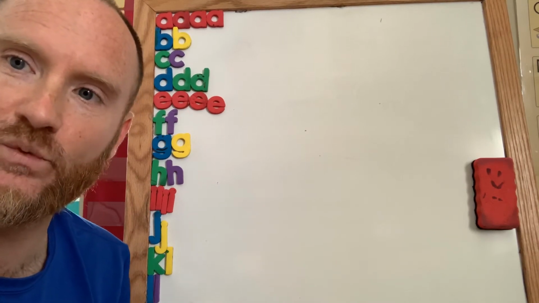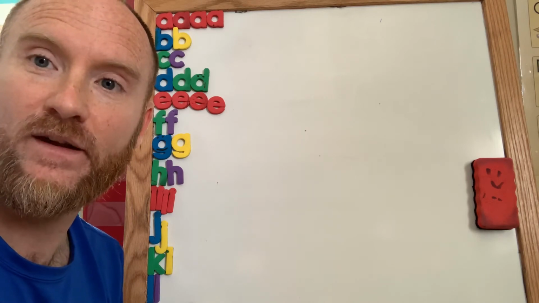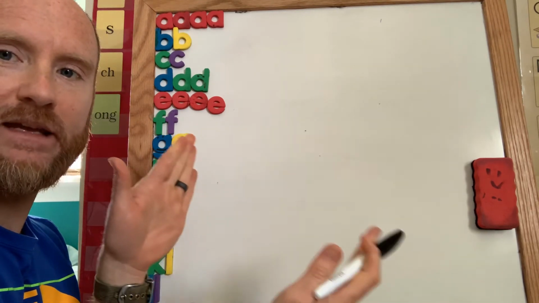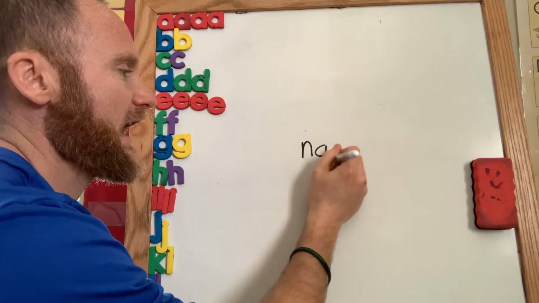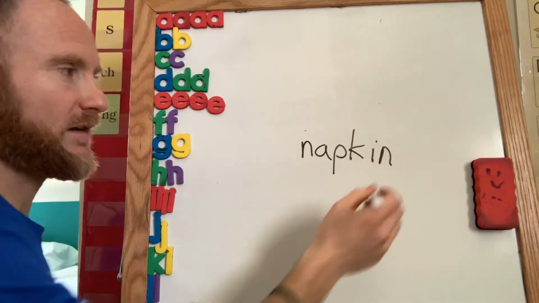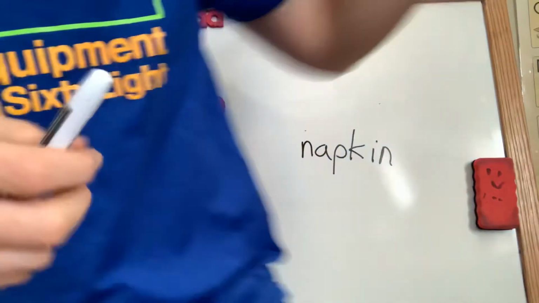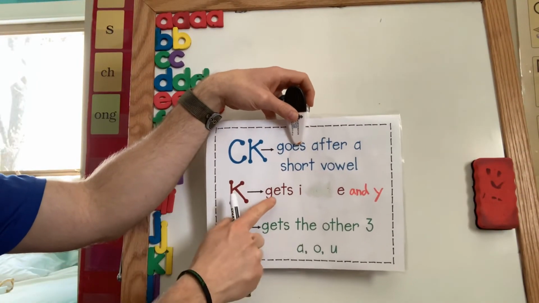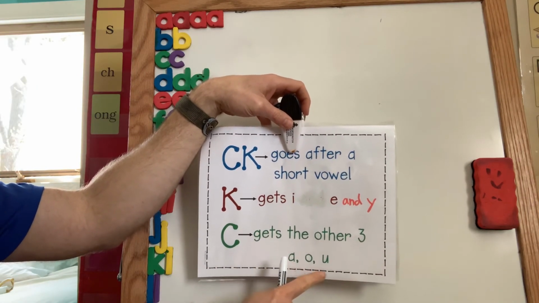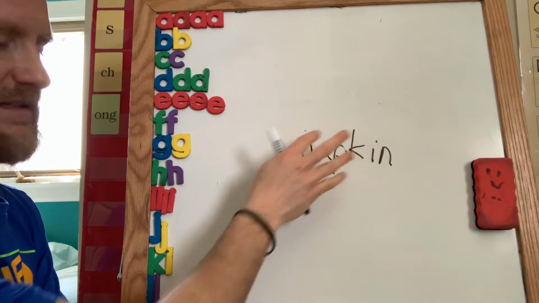All right, let's try some unit words, all right? First of all, let's try the word napkin, okay? Clap it out, pause it, and you try. Okay? Napkin. I'm doing each part. N-ap-kin. Now how did I know that was a K and not a C? If you remember, just as review, K gets I, E, and Y. C gets the other three, A, O, and U. So in that syllable, kin has that I in it, so it's going to get that K.